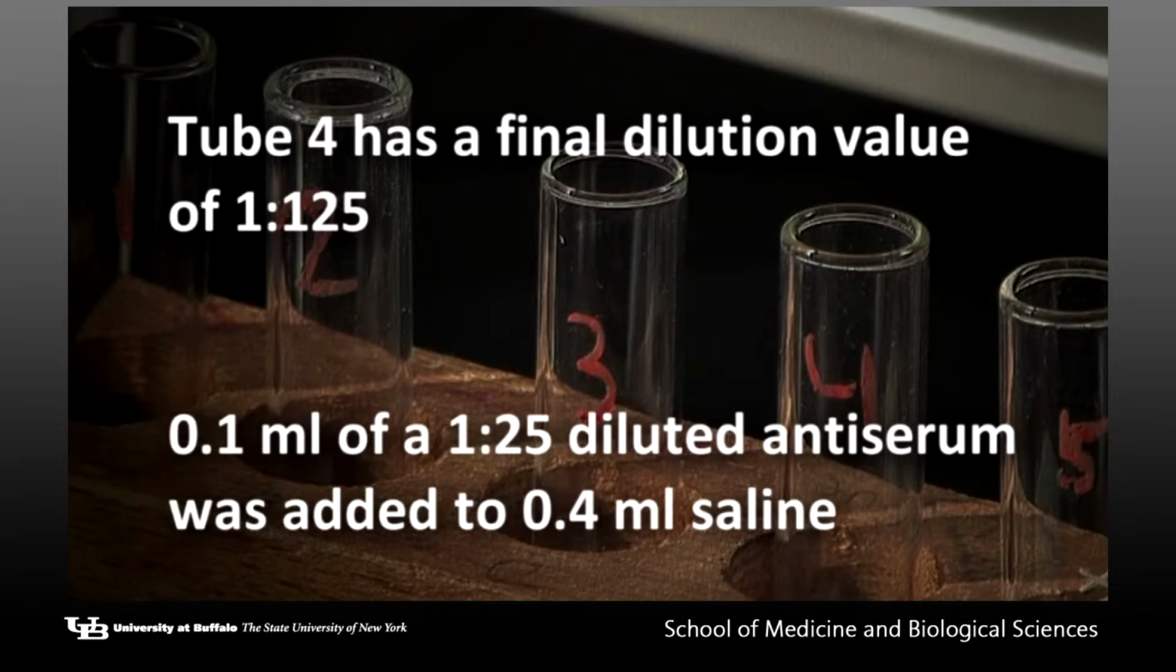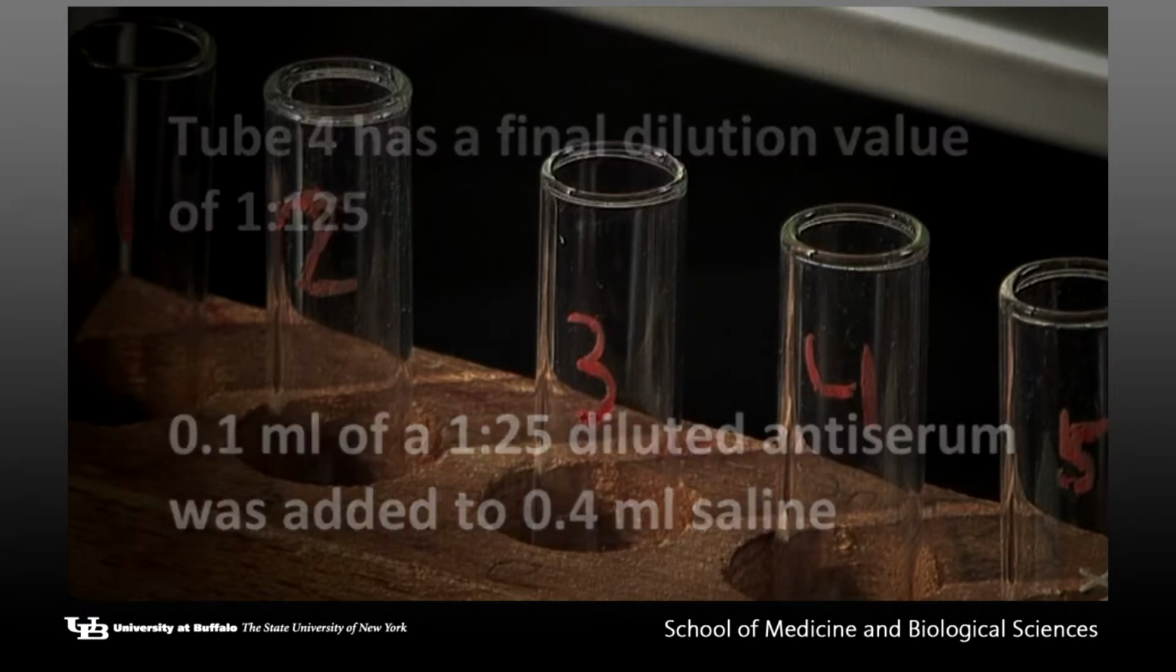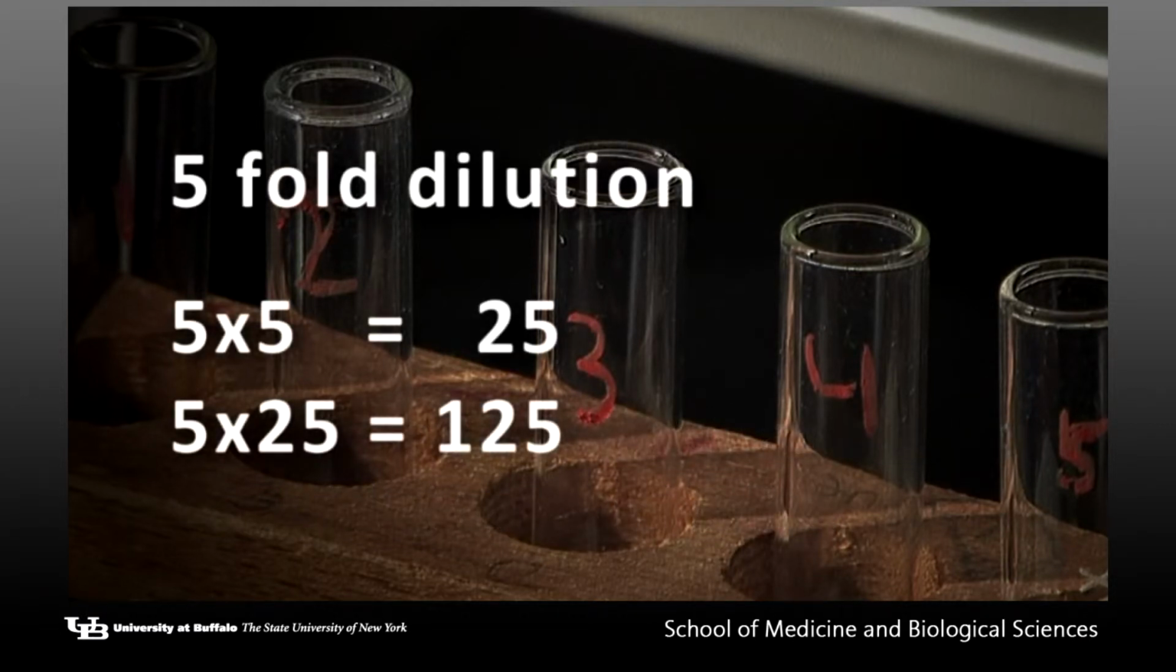In this dilution, 1 to 5, 1 to 25, is called a 5-fold dilution. 5 times 5 is 25. 5 times 25 equals 125. Tube number 4 is the last tube of the serial dilution.